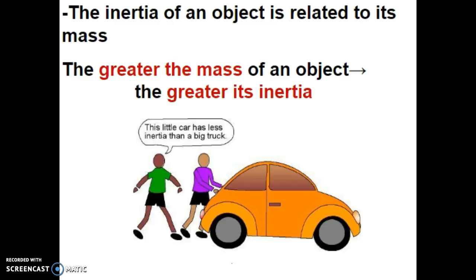Inertia is going to be related to its mass because remember, inertia is a property of matter. So the greater the mass of an object, the greater inertia it will have.